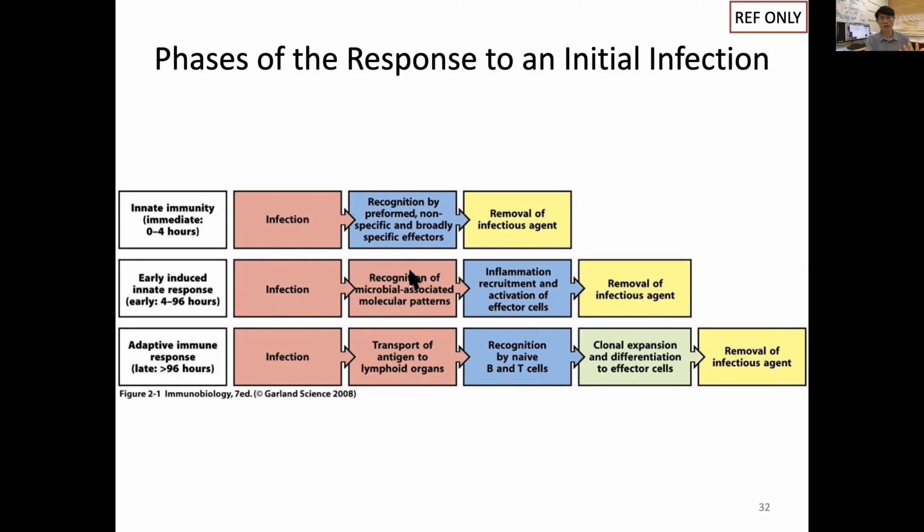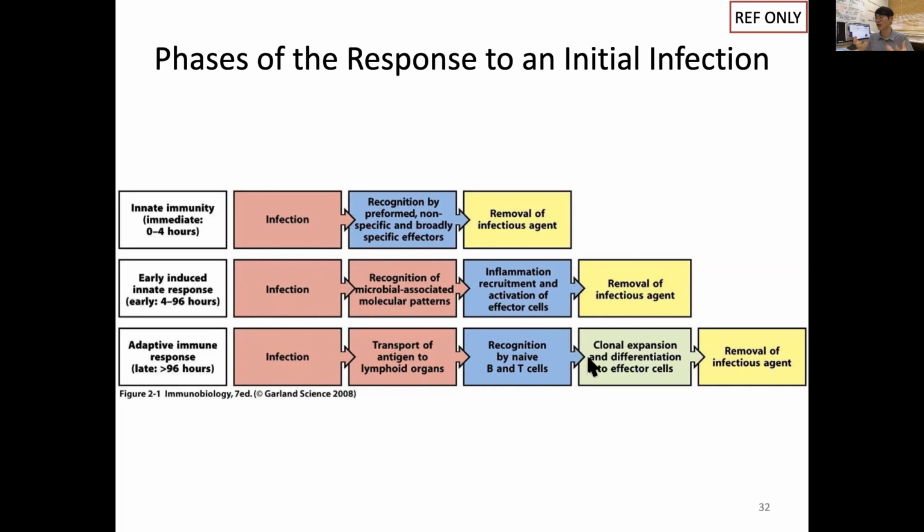Now after several days, let's say more than 96 hours, about a week or after, the adaptive immune response will take part. The infection and the transport of this antigen go to the lymphoid organs, such as lymph nodes, and there is a lot of naive B cells and T cells. Some of them will recognize this specific antigen. So upon recognition, those specific B cells and T cells will proliferate.